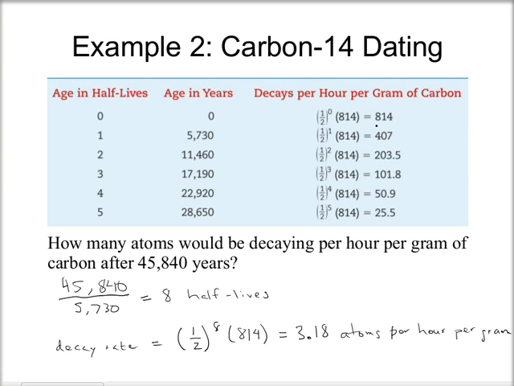So you can see also, if you look at this column here, that for each half-life the decay rate is cut in half. So we start out with 814. After 1 half-life, that's 407, which is half of that, and it keeps going in that pattern as we go down.